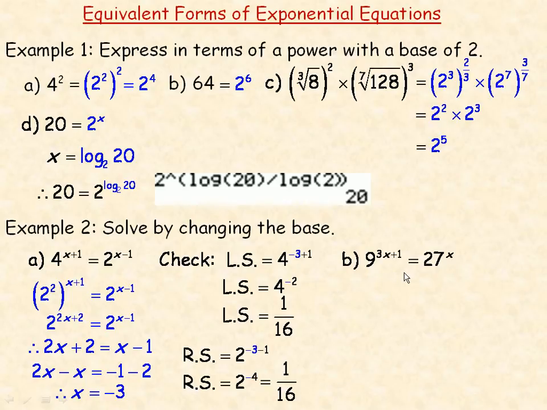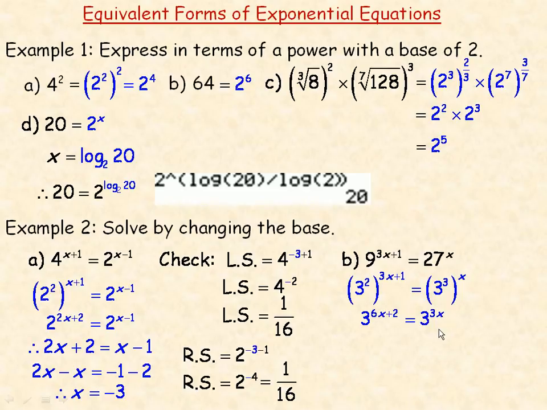Similar idea in B, to solve, where I want to write both sides as powers of the same base. So I have 9 and 27, and the common base would be 3. I can write 9 as 3 squared and 27 as 3 cubed. So I'm writing with powers of 3 on both sides. Now again, I have a power of a power, so I multiply the exponents. 2 times 3x is 6x, and 2 times the 1 is 2, and then just 3 times x is 3x on the right side.